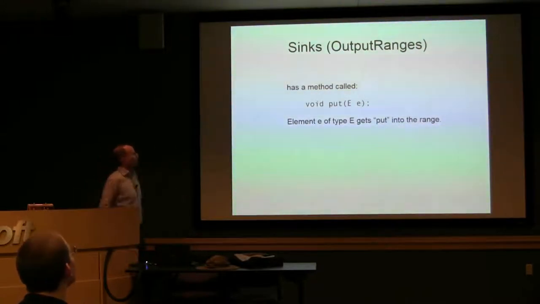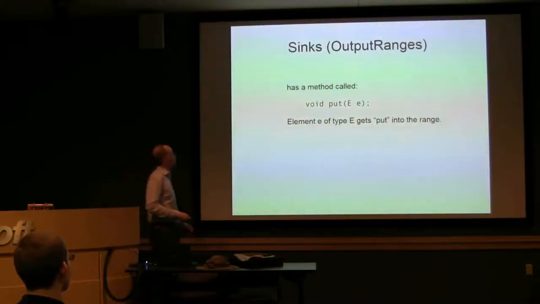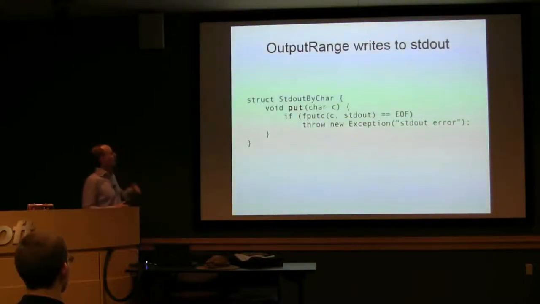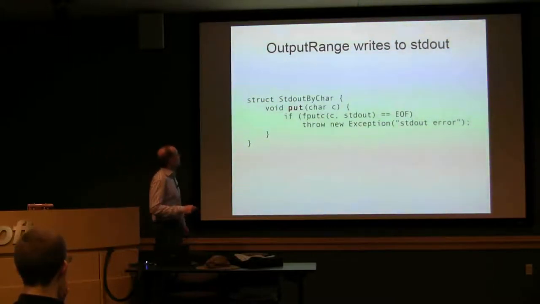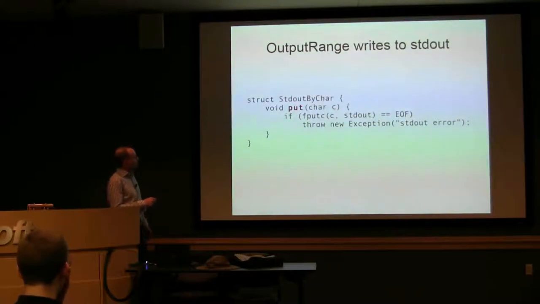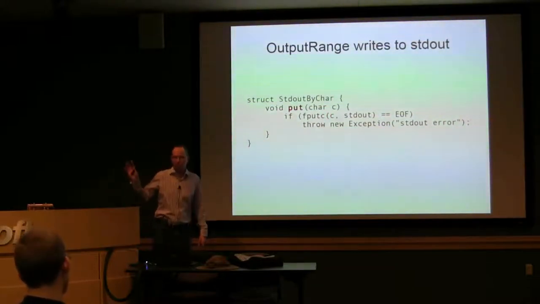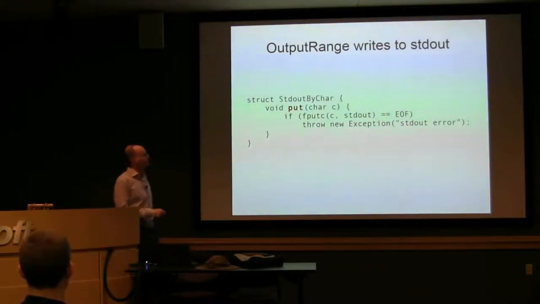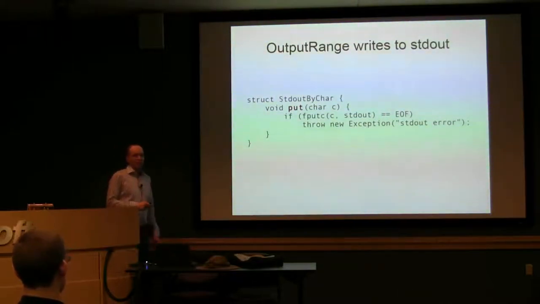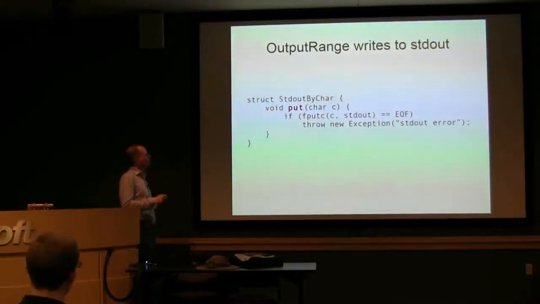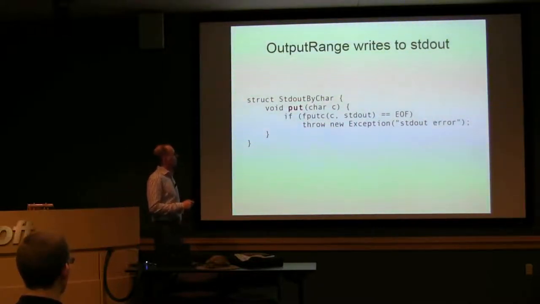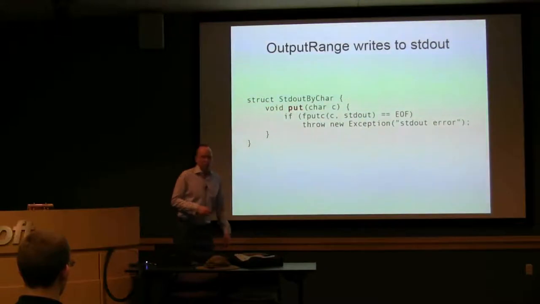Sinks. Sinks are nothing more than you have a member called put where you can put an element of type E into it. That's it. So let's create an output range that writes to standard out. And put, that's the only requirement. There's our character. And it calls good old C's fputc. One of the features of D is you can call C functions. And there's no JNI or marshalling or any of that nonsense. It calls it directly, just like you would in C. And we're also checking for end of file, and if it fails, we throw an exception.